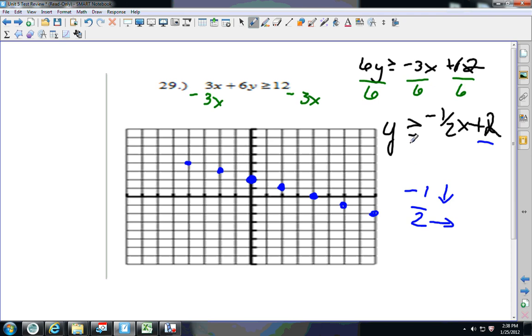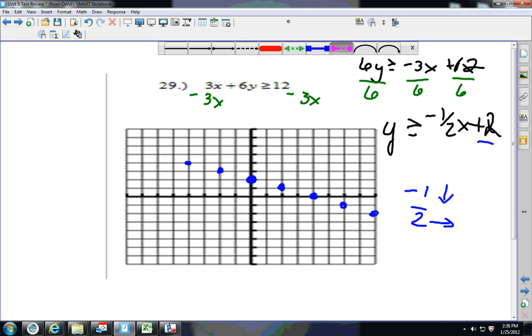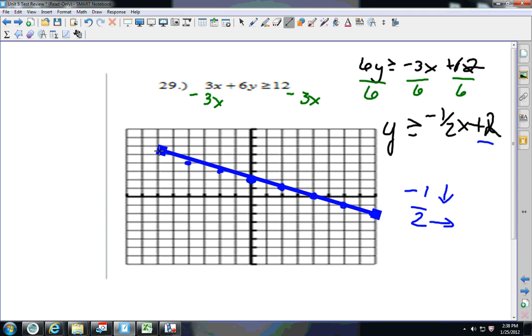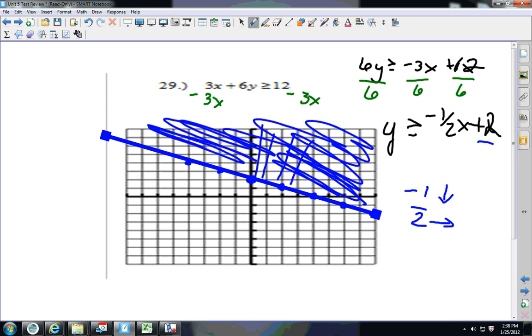Now, for shading, for my line, it is an equal to bar. That means it is a solid line, so I will use a solid line. Everything on this boundary line is a solution. This is the greater than. Greater than means shade above. So everything that's above this line is a solution.